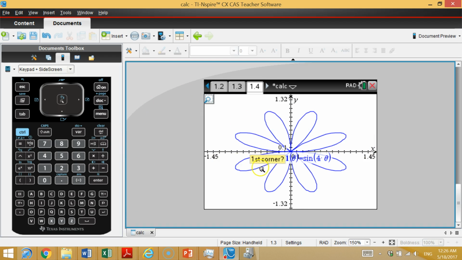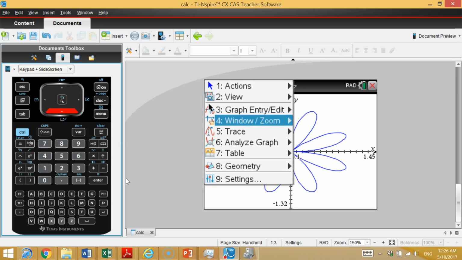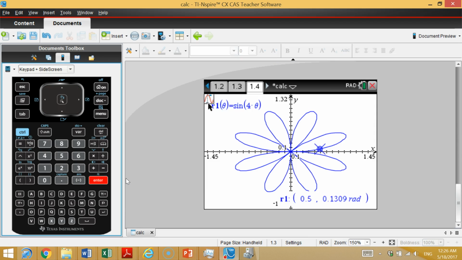There we are. Now we're asked to trace it. Move that function out of the way. So I'm just going to go to Menu, Trace, Graph Trace. Now, if you hit left and right, you can go around. So we have our 0 radians. Some of this is really just understanding how the curve is formed. So I'm going to hit my right arrow, and I'm going to watch how it's made.